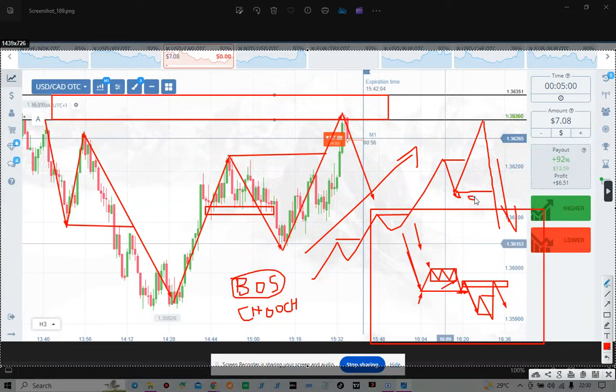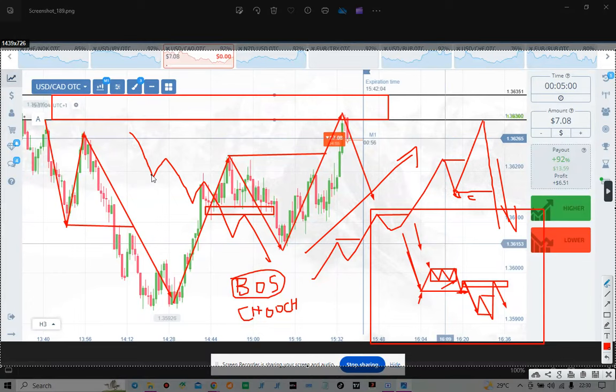Okay, change of character is always around this level, because it changed character from uptrend to downtrend. Same thing goes for the downtrend as well. If you see the market is moving down, something like this.